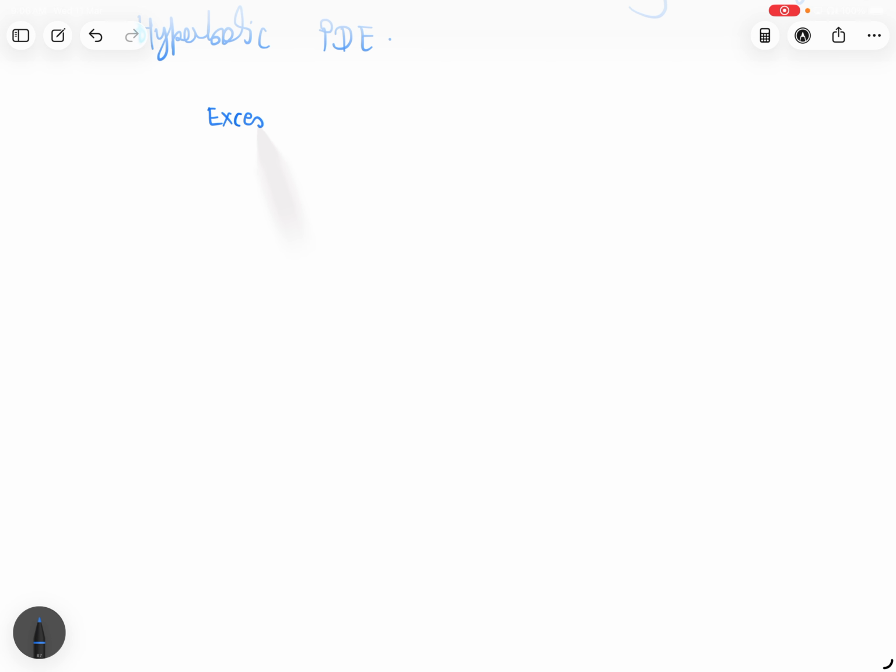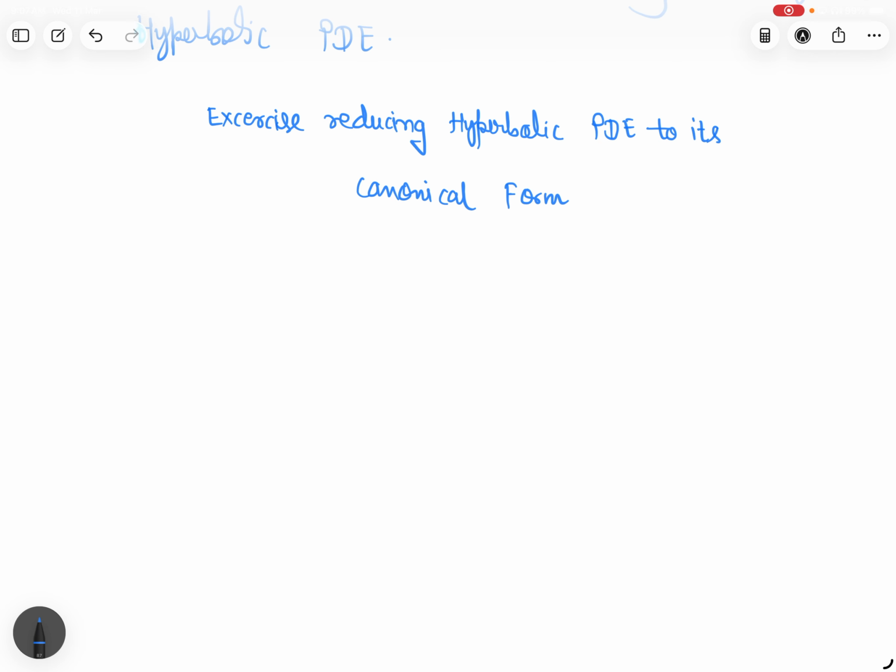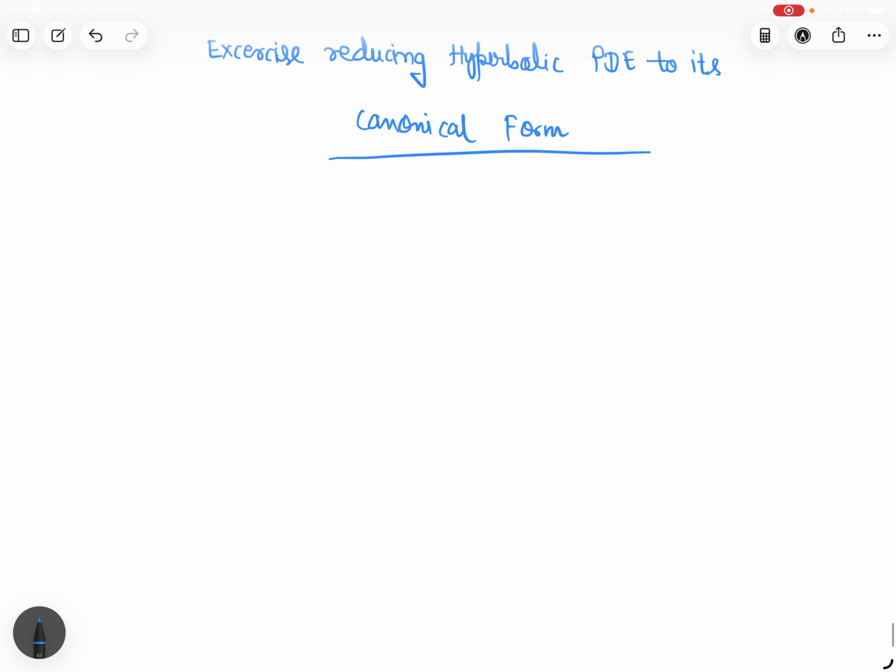Exercises: reducing hyperbolic PDE to its canonical form. The first example we have already given in yesterday's lecture. So example number 2 I am giving.